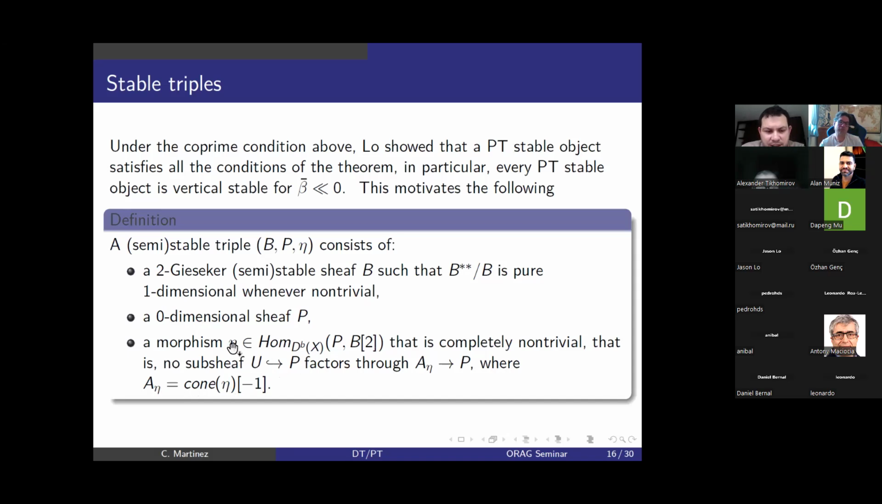cone of this morphism from P to B shifted by 2, and I can shift it by -1. This is called A_eta, and then I get a natural map from A_eta to P, right? This is just like saying that if I think of this eta as an extension of P by B shifted by 1, then this A_eta is this extension. Then it has a natural map from A_eta to P, and I don't want any subsheaf of P to factor through this, so that I can lift this morphism to A_eta. So that's what we call completely non-trivial.